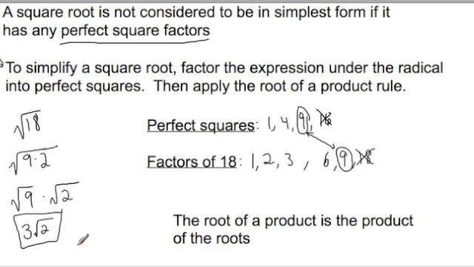If you have a calculator, you can confirm this by typing in the square root of 18 and finding out what the decimal is. You should get the same thing as when you type 3 times the square root of 2 into your calculator. These two expressions are equivalent. Let's take another example.